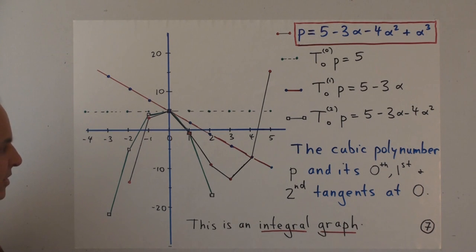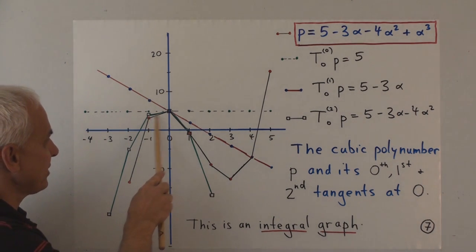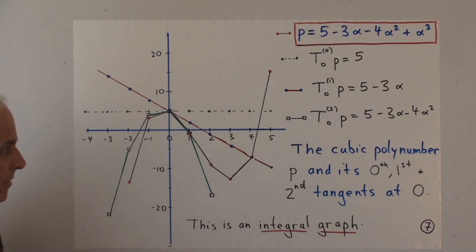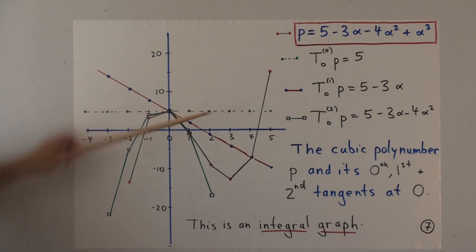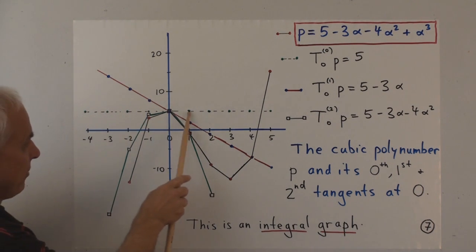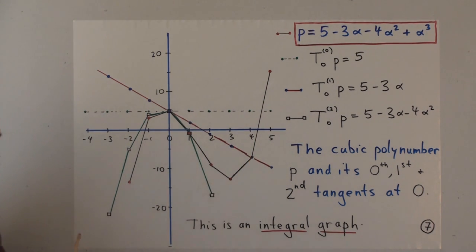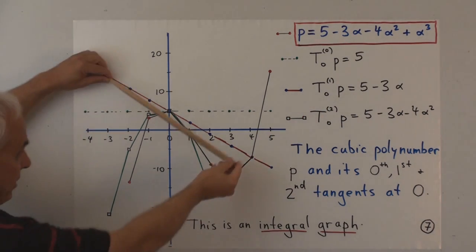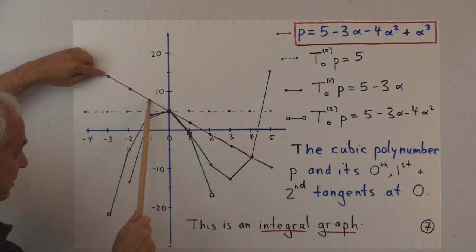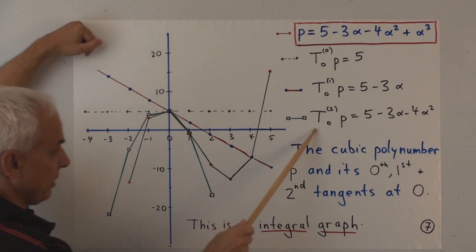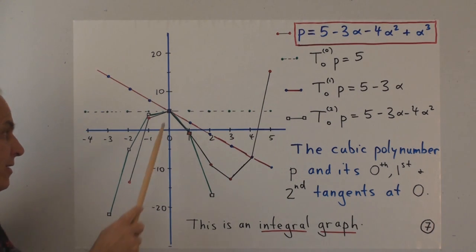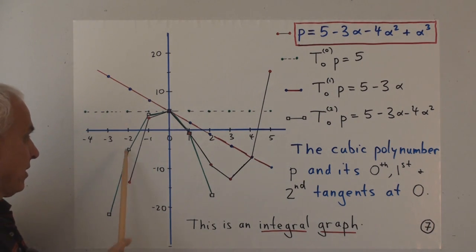So to summarize, the original cubic is pictured by these points. The 0th tangent is plotted by these points, or that sort of horizontal line. The first tangent, or the tangent line, is plotted by these points. And the second tangent line, or the tangent conic, at 0 is represented or graphed by those points.